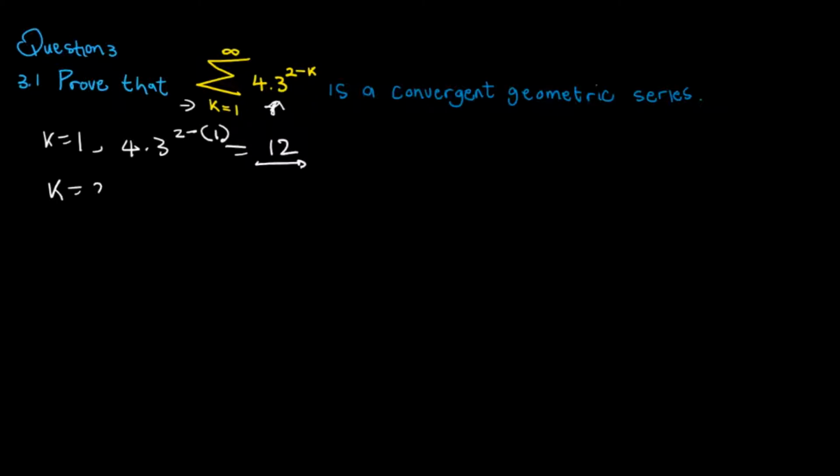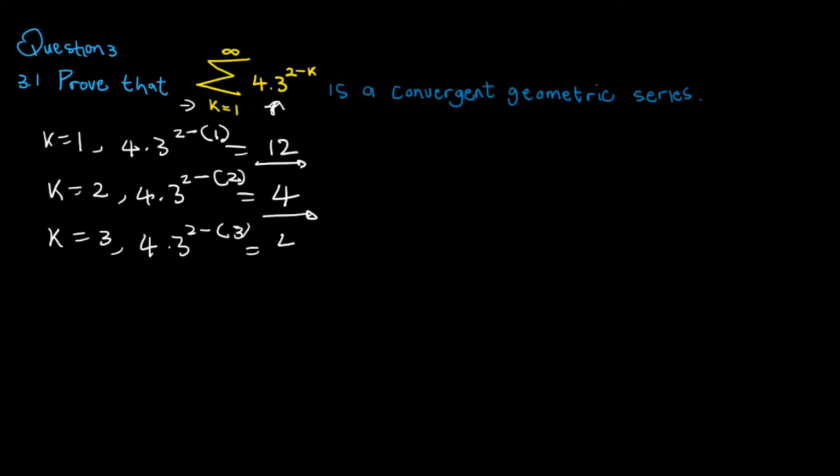The second term of the series is k is equal to 2. So it's going to be 4 multiplied by 3 to the power of 2 minus, and then we put 2 where there's k. Then the second term is going to be 4 if you punch your calculator. And then k is equal to 3. So it's 4 multiplied by 3 to the power of 2 minus 3. And then you punch your calculator, you're going to get 4 over 3. So these are the terms of the series. So it's 12 plus 4 plus 4 over 3.